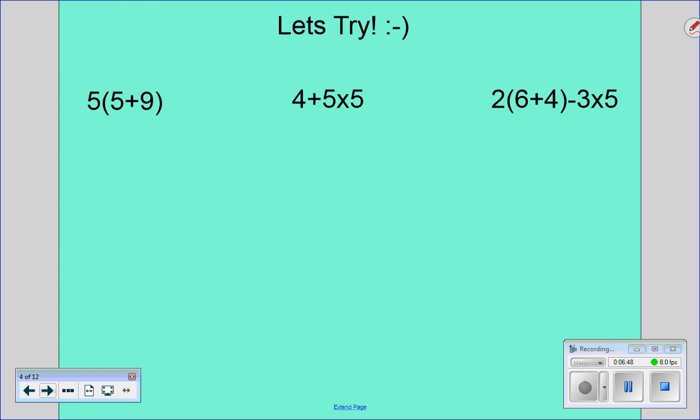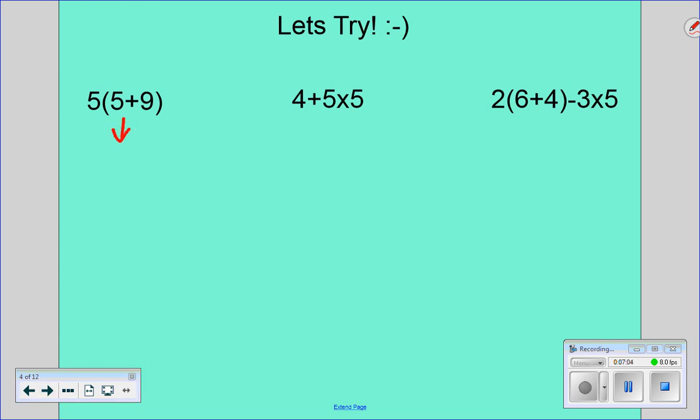So we're going to talk about this one first. I have 5 parentheses 5 plus 9. Now, according to please excuse my dear Aunt Sally, what has to be done first? Right, parentheses. So when you do these problems, do them in steps. It'll make your life so much easier. So this is how I'm going to do it in steps.